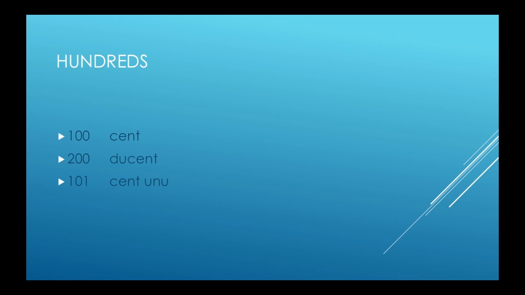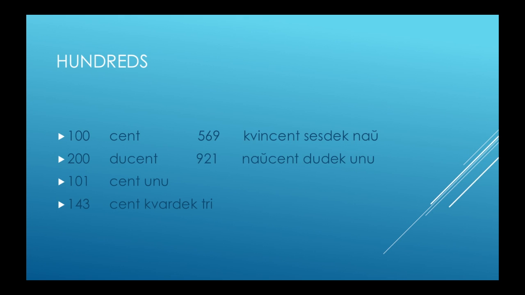101, cent unu. Completely skip over the 0, don't say "one oh one," completely skip it. Cent unu. 143, cent kvardek tri. 569, kvincent sesdek nau. 921, naucent dudek unu. 675, sescent sepdek kvin.